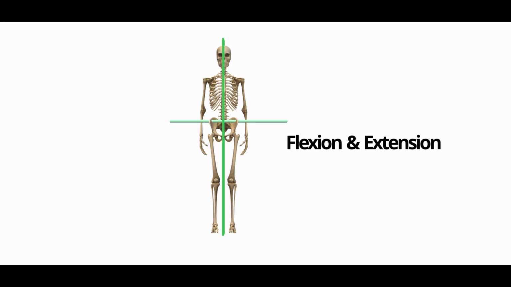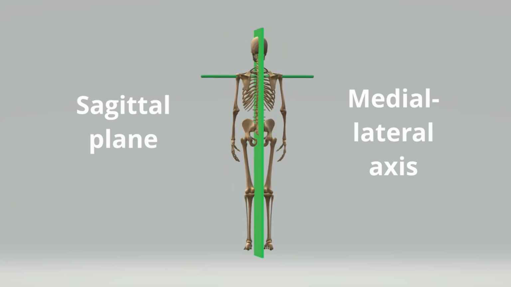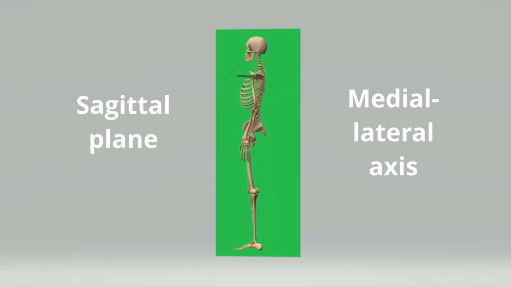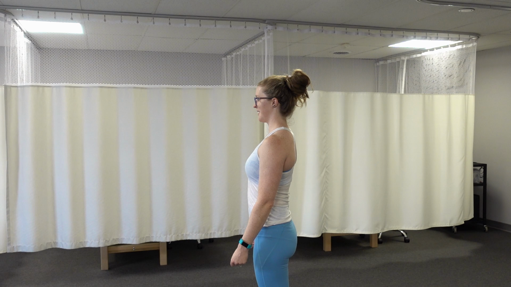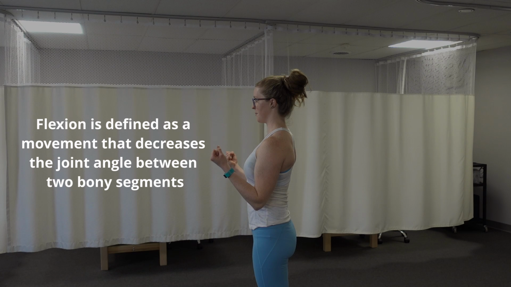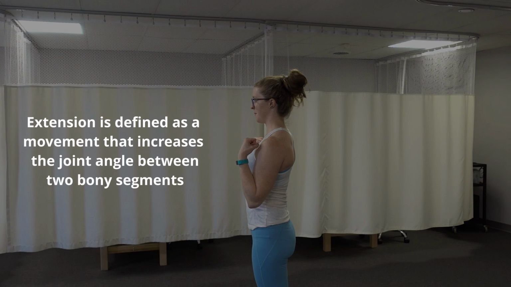Okay, first up, let's talk about flexion and extension. Flexion and extension occur in the sagittal plane, which again divides the body into left and right halves around a medial lateral axis. So flexion is defined as when the joint angle between two bony segments decreases. Paired with flexion, then, is extension. It's defined as movement where the joint angle between the two bony segments is increasing.